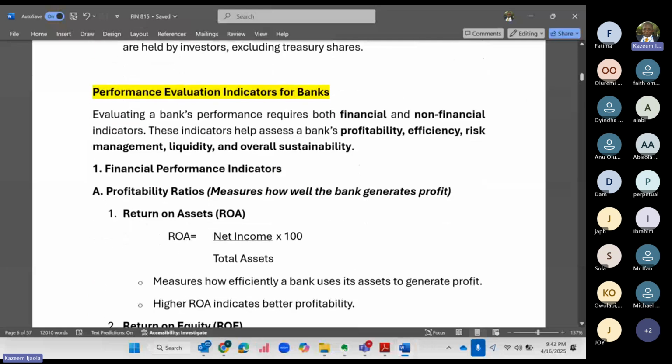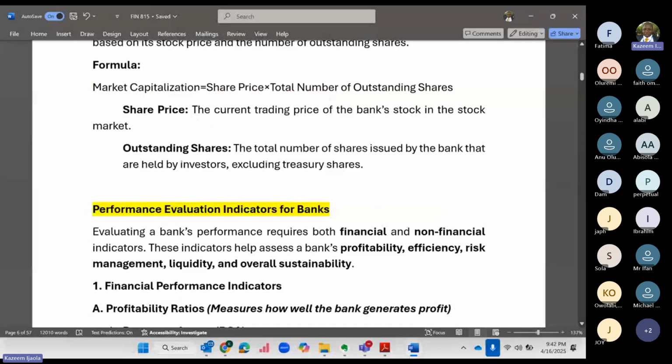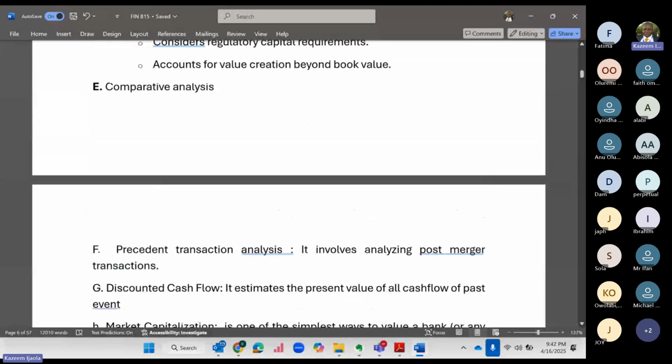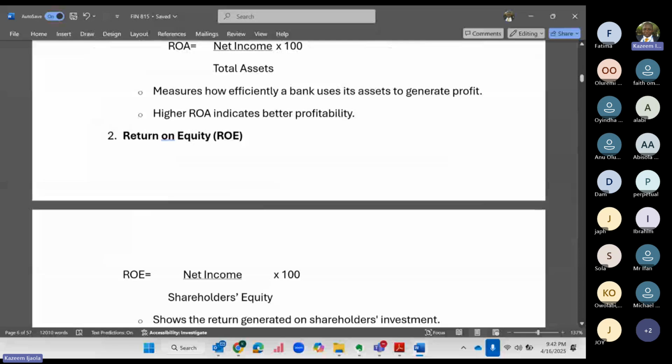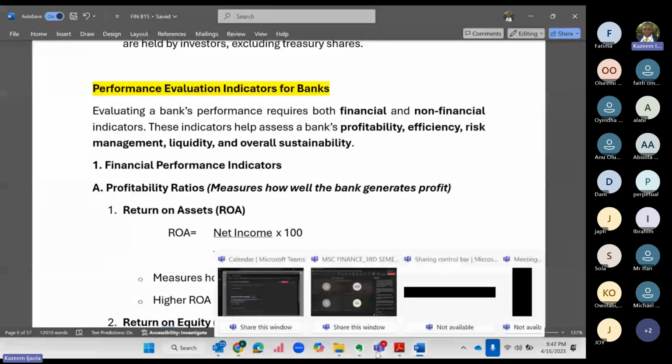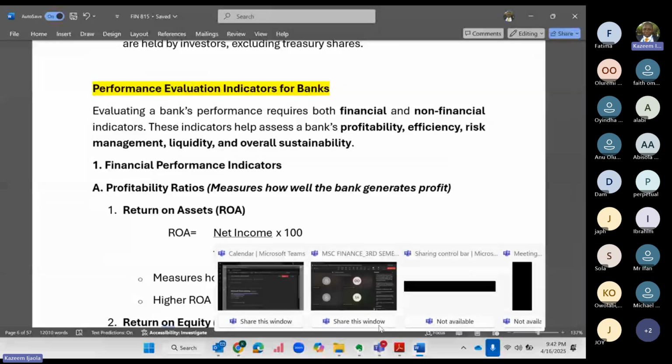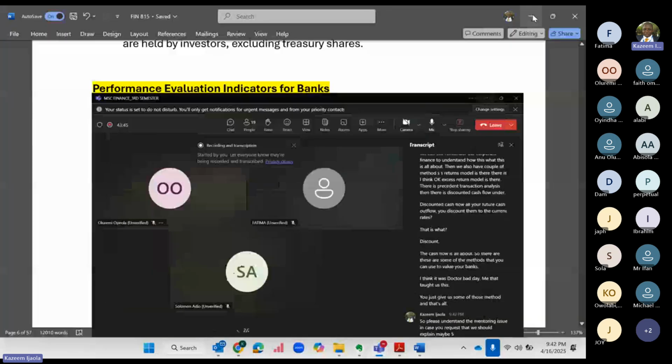I think it was Dr. Obademi that taught us this. He just gave us some of those methods, and that's all. So please understand the methods, in case he requests that we explain maybe 5 methods of valuing banks. So please take note of that.